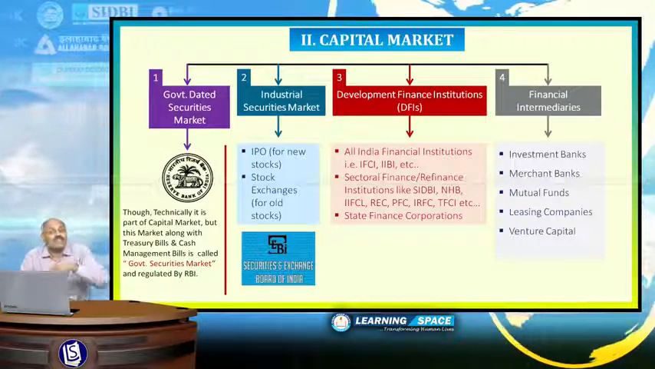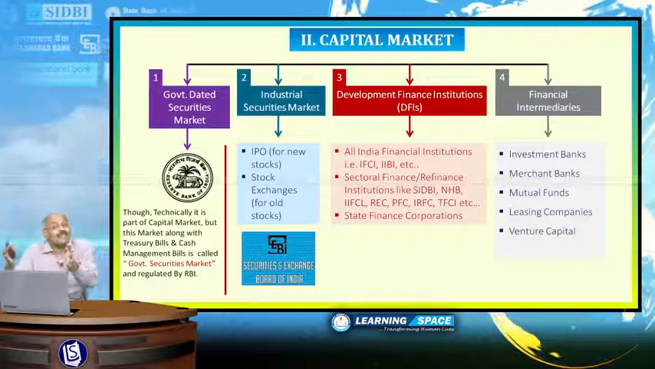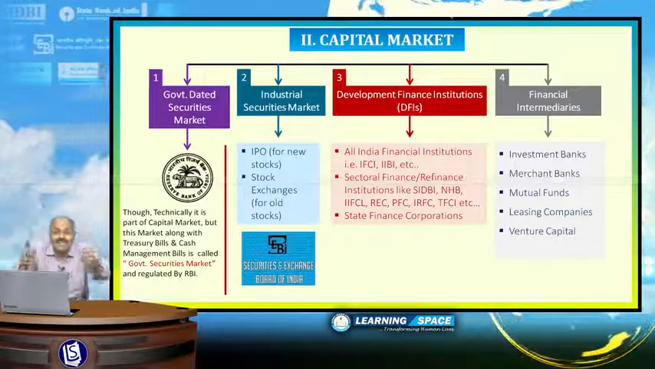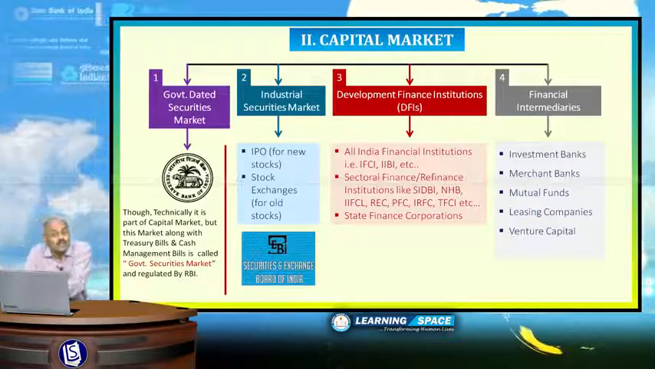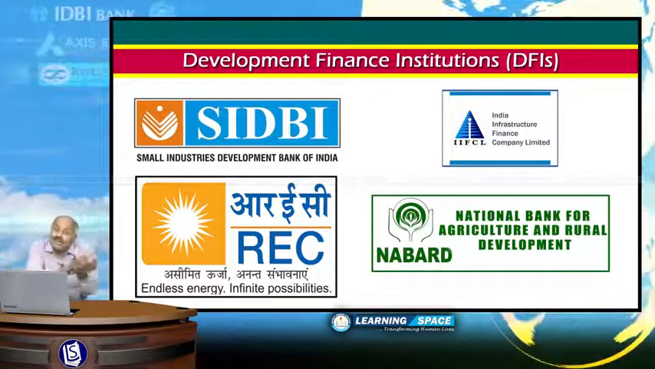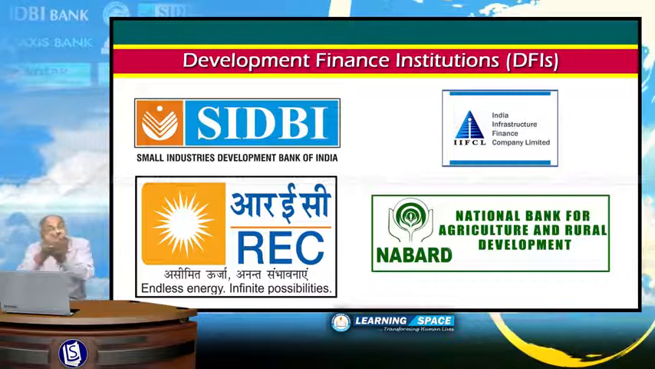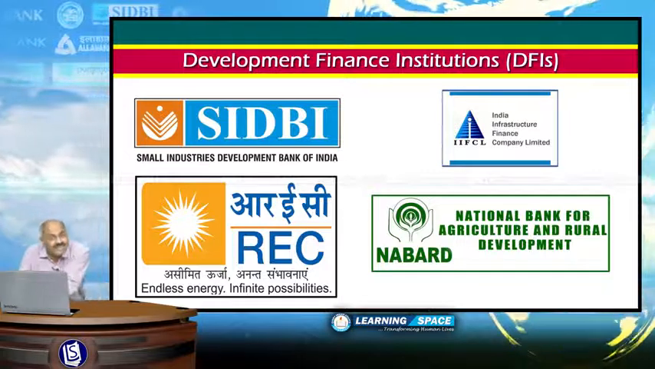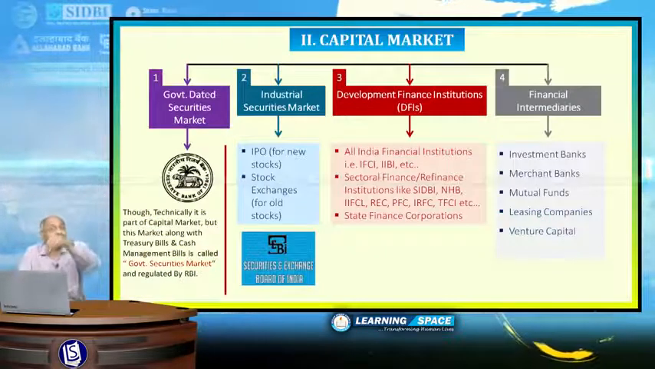The third thing is development financial institutions. We are going to discuss in detail in the subsequent lectures, but please look at the bifurcation. Development financial institutions are of several types: those who are arranging direct finance, and those who are in the process of developing certain types of institutions. Suppose you look at SIDBI, SIDBI is for developing MSMEs. NABARD is for developing agriculture and rural development. REC, Rural Electrification Corporation, is for the development of rural electrification. IIFCL is for the development of the infrastructure sector in the country. Like that, there are several development financial institutions. This is classified as development financial institutions.